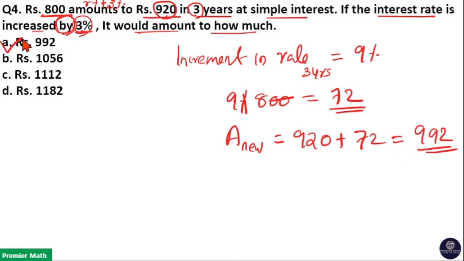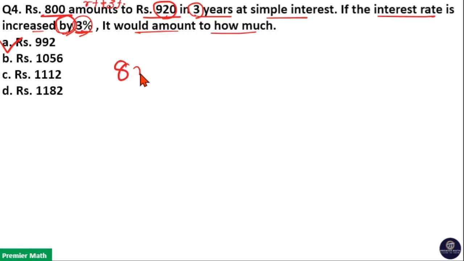Option A is your answer. If you have difficulties in understanding this, here, 800 is the principal and interest received for R percentage for 3 years is equal to 920. So this is the current amount.